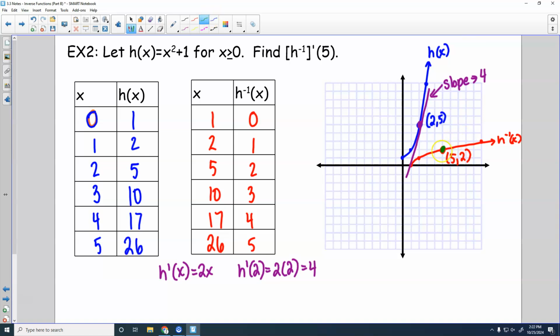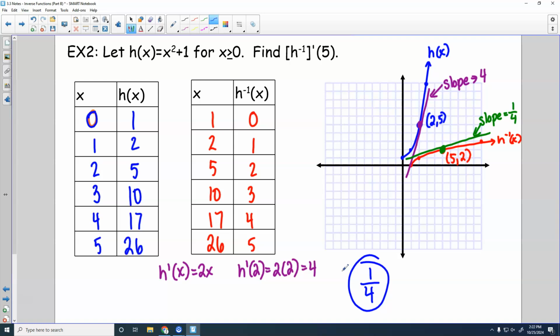So the question wasn't asking us for that. The question was asking us for this slope right here. What do you think it would be? It's going to be 1/4. And so 1/4 would be our answer for that.